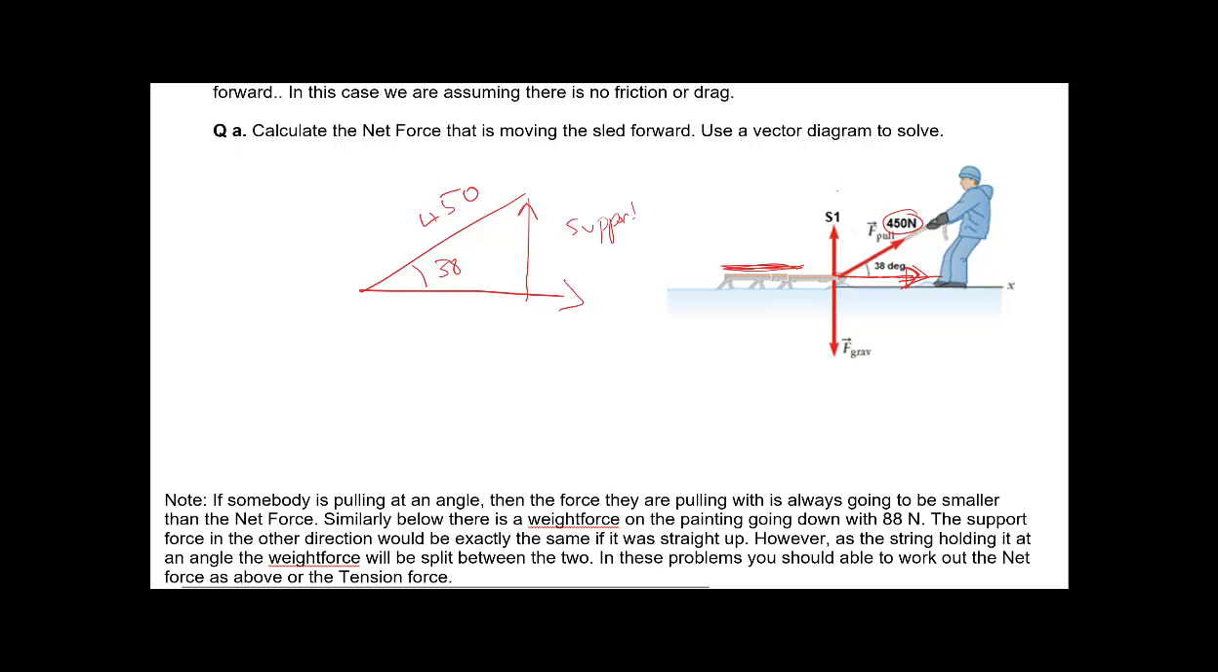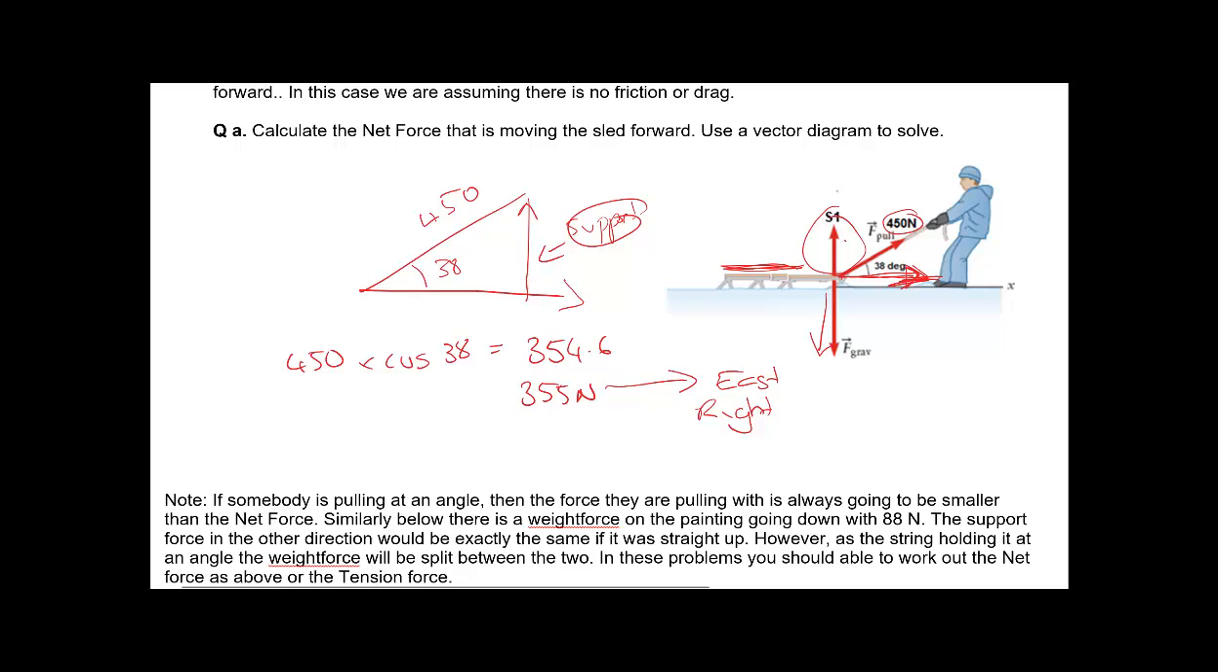So that combination of this and this here should balance with the gravitational force down there, but the question isn't asking this, it just wants the force going in that direction. So that's simply going to be 450 times cos 38. Now that's the net force, and we'd expect it to be less than 450. Okay, so it's 355 newtons going in this direction, or to the right, or to the east. So that's the net force.